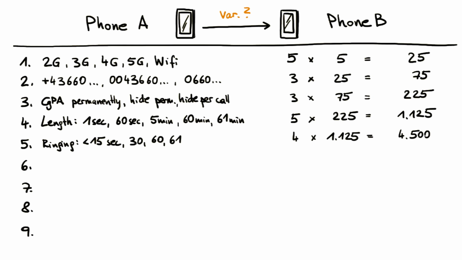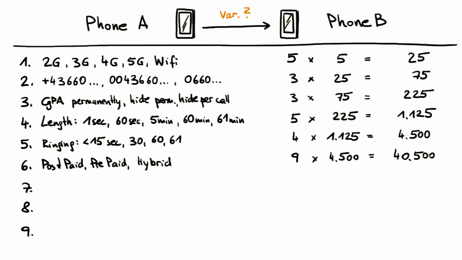But we also have different subscribers. We have prepaid subscribers, postpaid subscribers, and hybrid subscribers. So we have it for A and B: postpaid, prepaid, hybrid. 3 variations for A, 3 variations for B, 9 variations multiplied by 4500, and we are resulting in 40,500 test cases. Not bad until now.